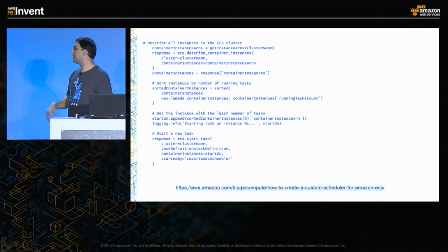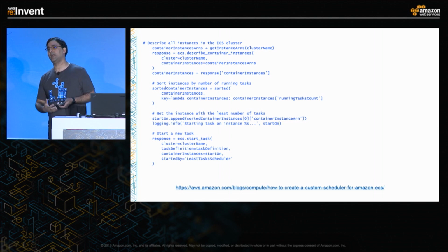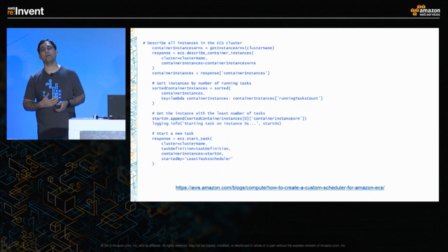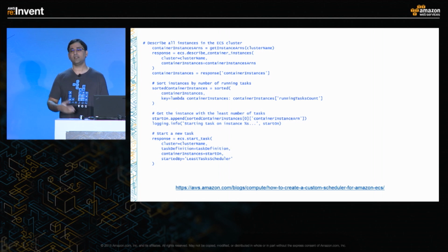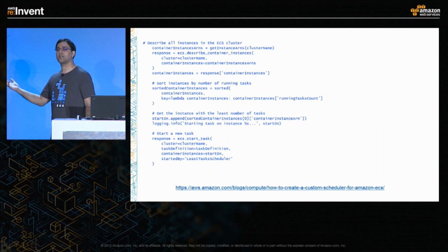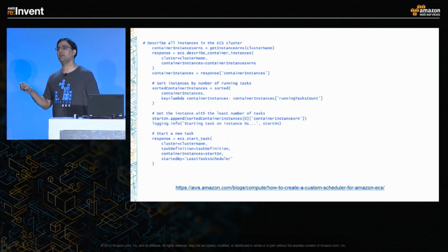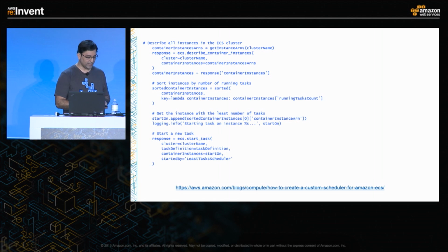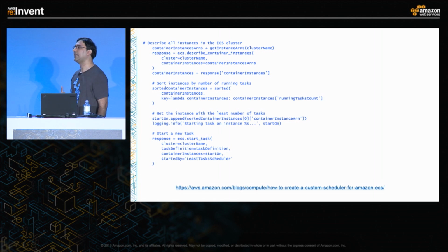This is a blog post that we published maybe a couple of weeks ago that gives you a simple example of what is called least task scheduler. It takes a look at the system. It measures the state using list and describe APIs, and then based on that, finds the instance that's running the least number of tasks and launches the next task on it. It's very simple. It also links to a little Go library that you can use that maintains sort of local state and helps you write a scheduler yourself. And you can write any kind of logic.